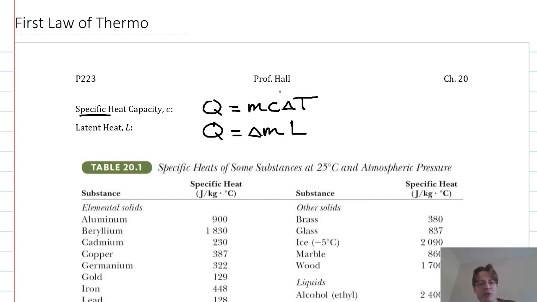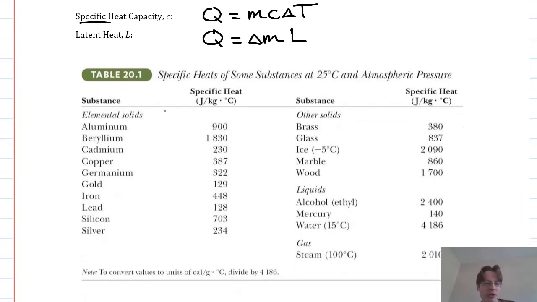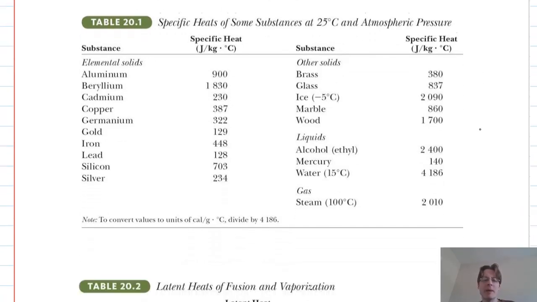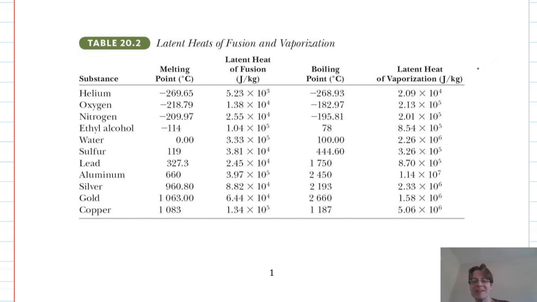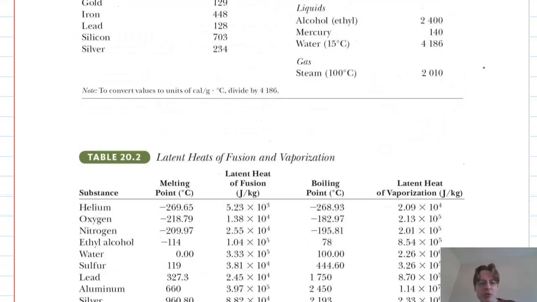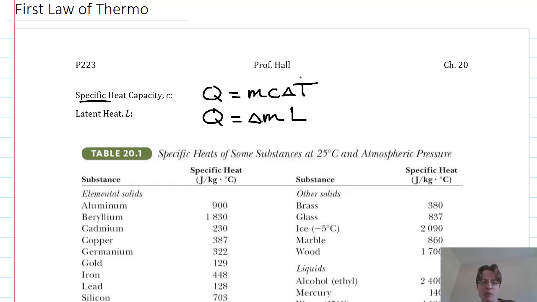So at this stage, we have to use a table to look up the values of C and L for different materials: aluminum, iron, gold, and so on. And then our different L values for latent heat, we use a table to look up. I'll just mention that in a future chapter, we'll be able to predict the value of C from basic principles.